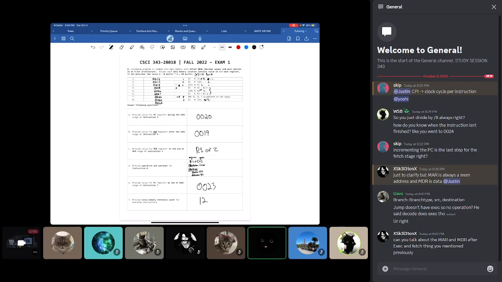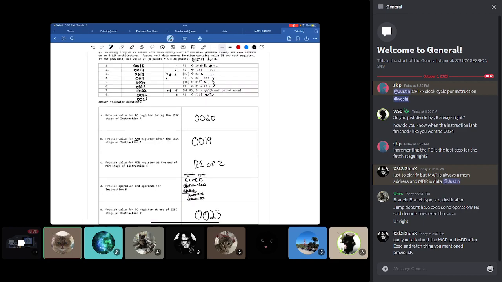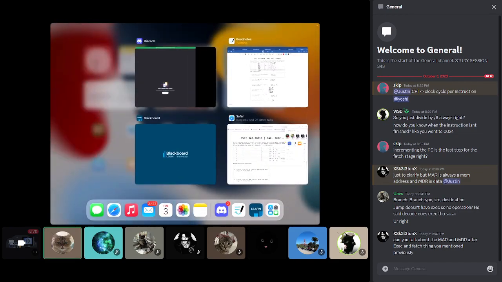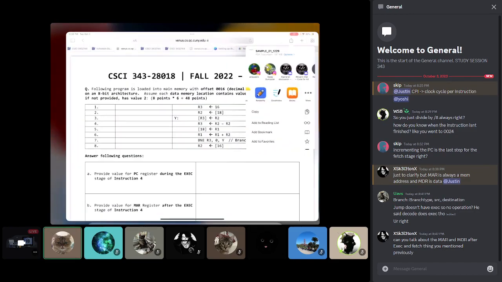That also changes your memory reference string, by the way. Anything that isn't executed. All right. Is there any other questions about this one? All right. So let's go to the answers.